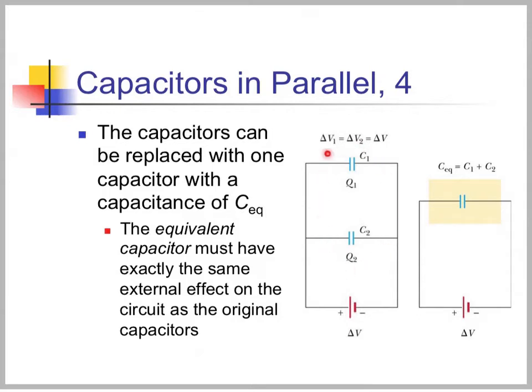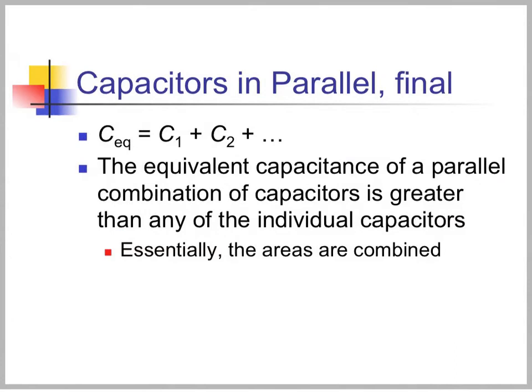So I have these two capacitors here, C1 and C2. I can redraw my circuit with this equivalent capacitance whose value is C1 plus C2. The equivalent capacitor must have exactly the same external effect on the circuit as the original capacitors. I can have as many capacitors in parallel as I want, and I still just add them up. So the equivalent capacitance of a parallel combination of capacitors is going to be greater than any of the individual ones. Essentially what we're doing is combining the area of the capacitors.